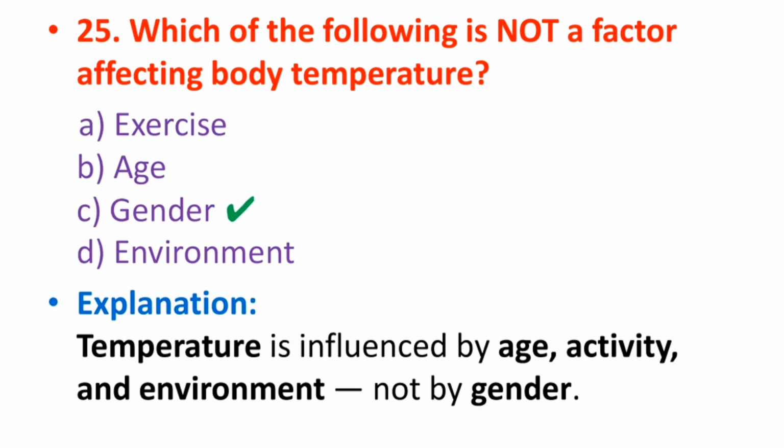Which of the following is not a factor affecting body temperature? Option A, exercise; option B, age; option C, gender; option D, environment. The correct answer is option C, gender. Temperature is influenced by age, activity, and environment, not by gender.